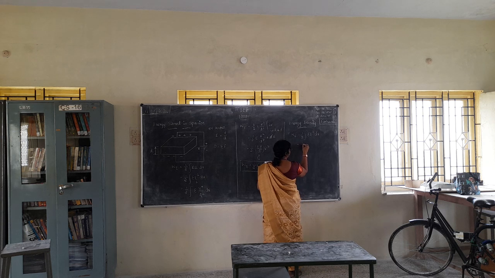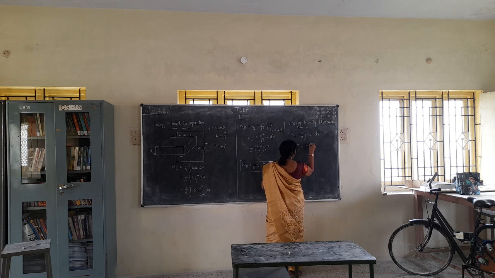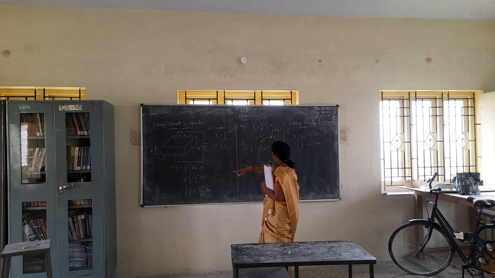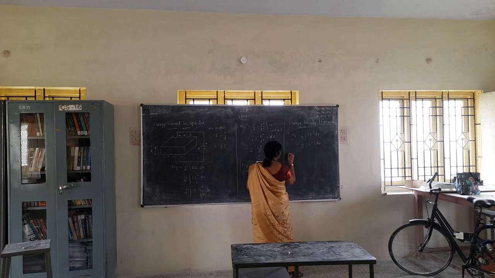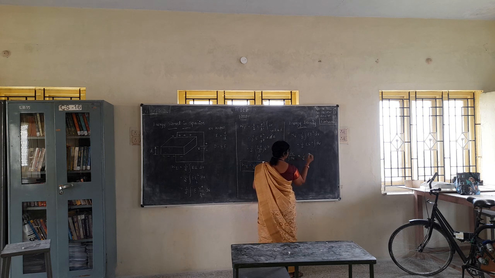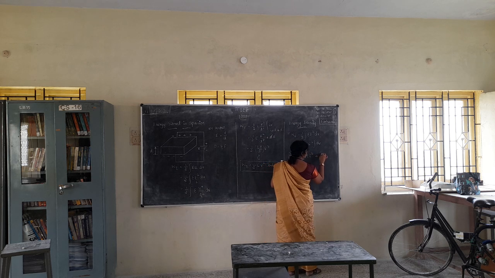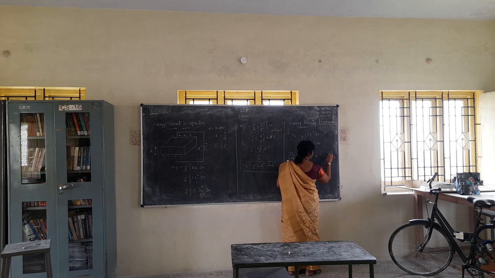This can be rewritten as half epsilon E square integral of dV. Directly from this equation, energy stored per unit volume will be equal to energy density. This is called as energy density.